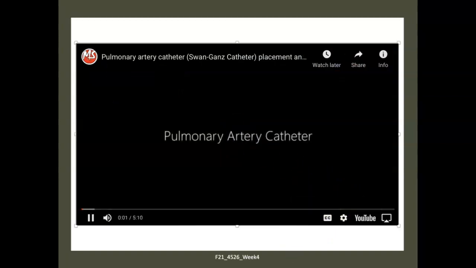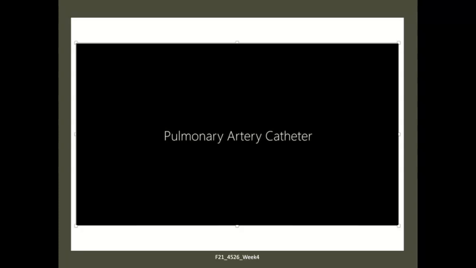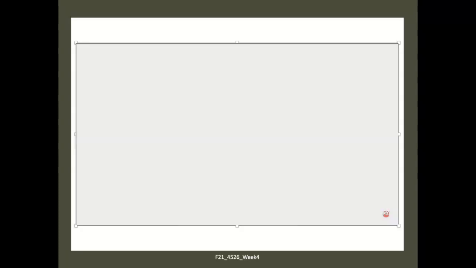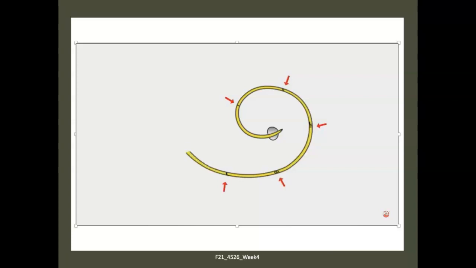In this video, we will discuss the pulmonary artery catheter, also known as the Swan-Ganz catheter. A Swan-Ganz catheter is usually 110 cm in length. A balloon surrounds the tip of the catheter. The catheter is marked at 10 cm increments from the tip, to aid insertion. Usually there are 4 ports in the PA catheter.